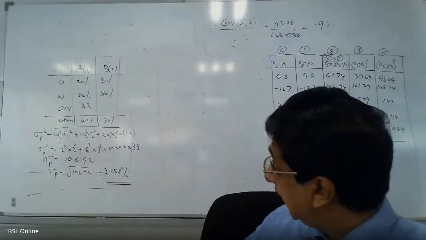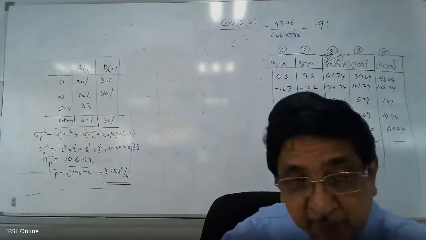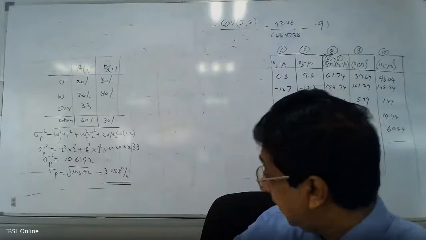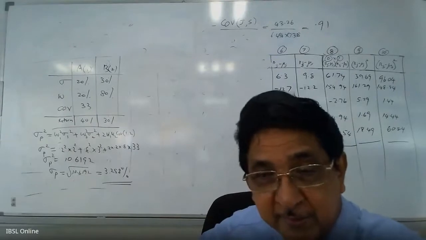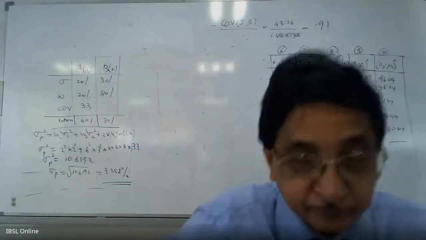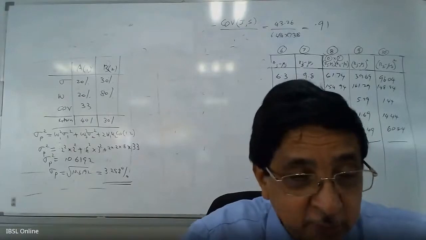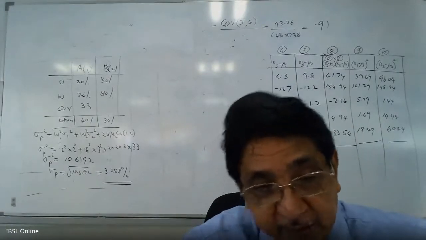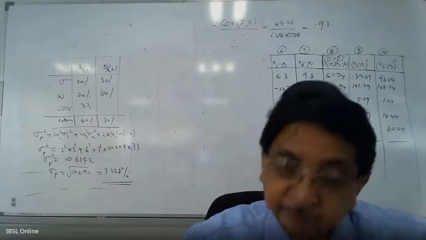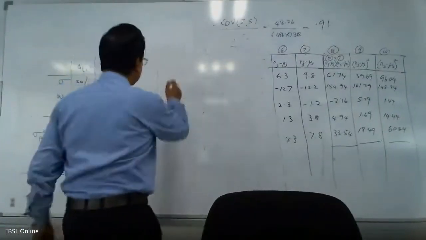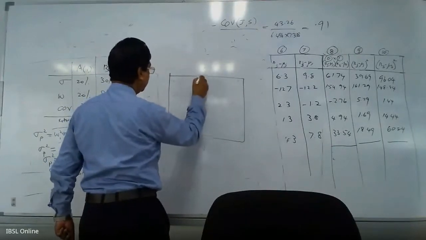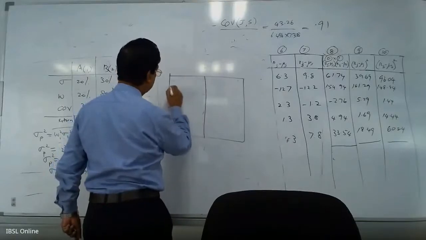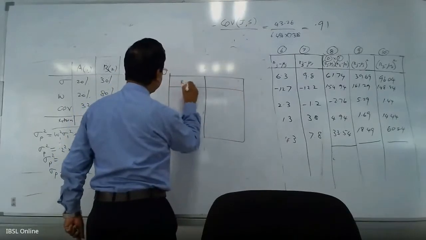return is 40%, weight is 20, so 0.4 into 0.2, that is 0.08, plus 0.3 into 0.8, that is 0.24. 0.24 plus 0.08 is 0.32, that is 32%. Yes, correct. All are correct now. Anyway, now our attention goes to the portfolio's risk and the return. We will just tabulate it. Risk, return.